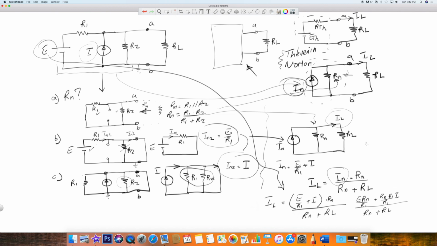that would yield E Rn. We could factor the Rn, and that would be E plus R1 I, everything divided by R1 times Rn plus RL.